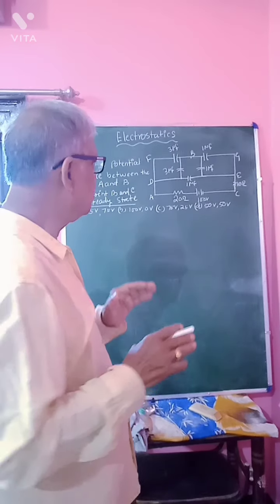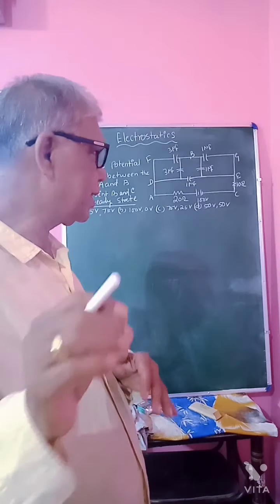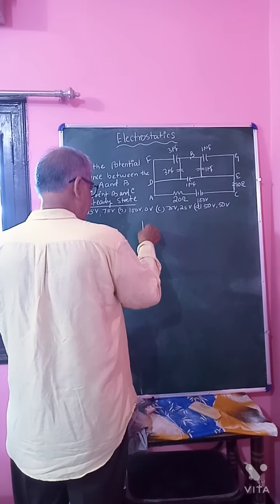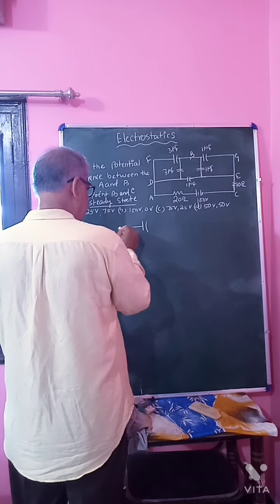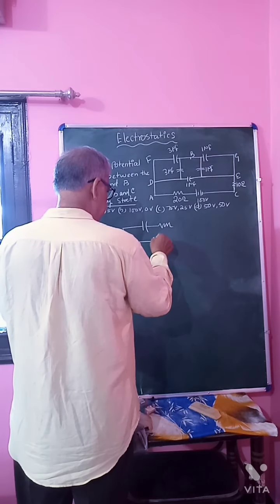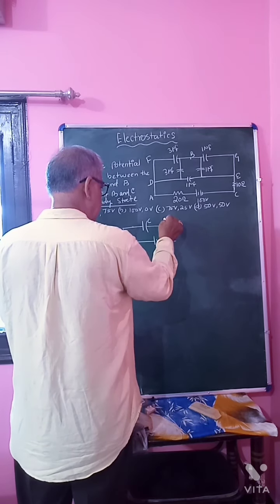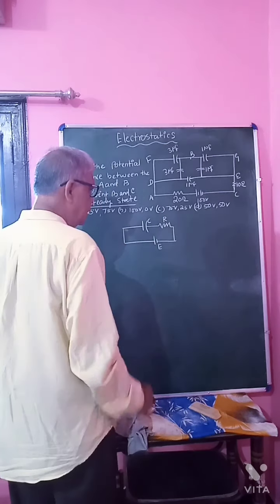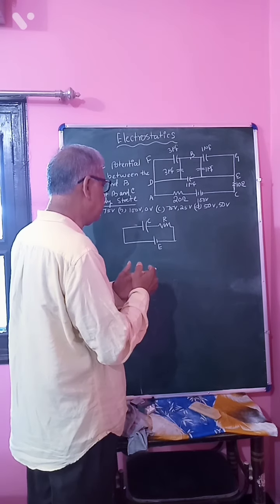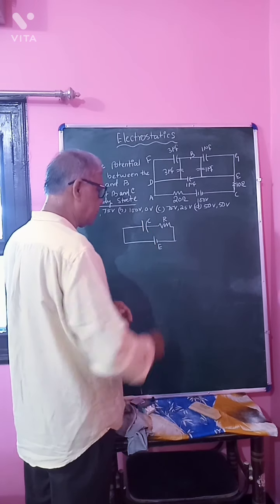Now, before solving this problem, let me discuss some theoretical background. Consider a capacitor connected in series with a source of EMF, say E, capacitance C, and resistor R. What happens? The moment you connect the source of EMF, the charging current flows, as a result of which the plates of the capacitor are charged.